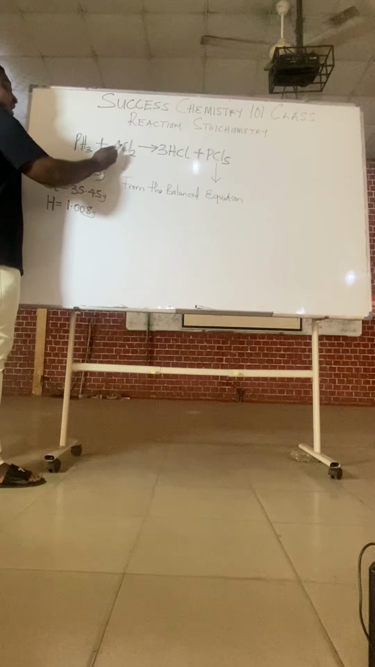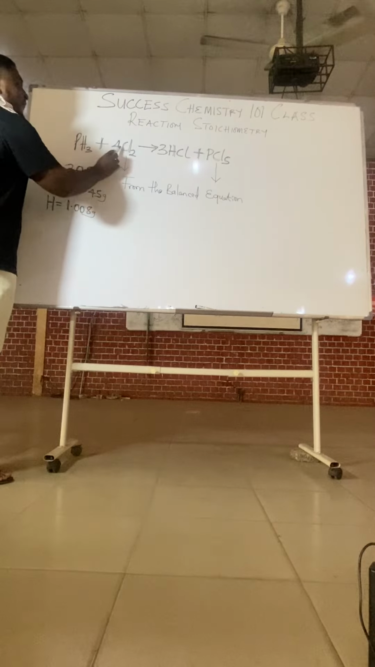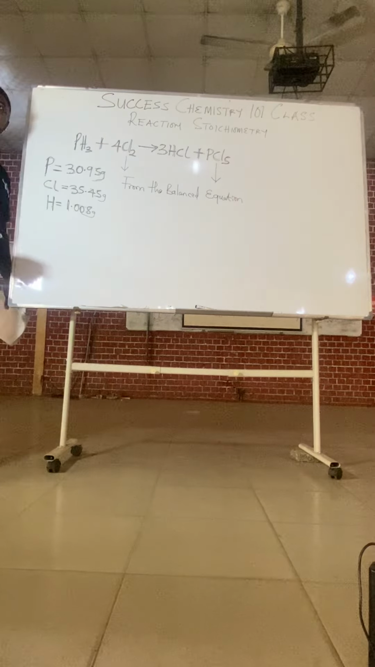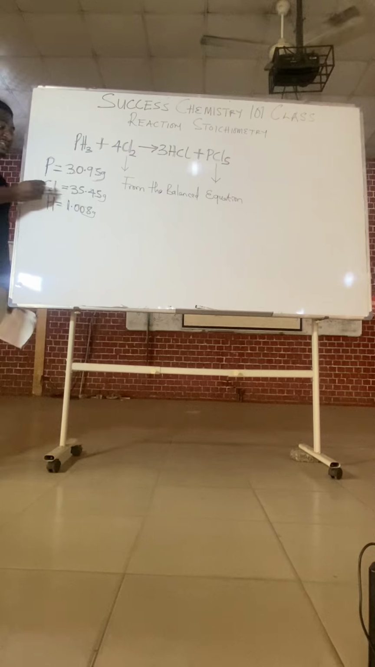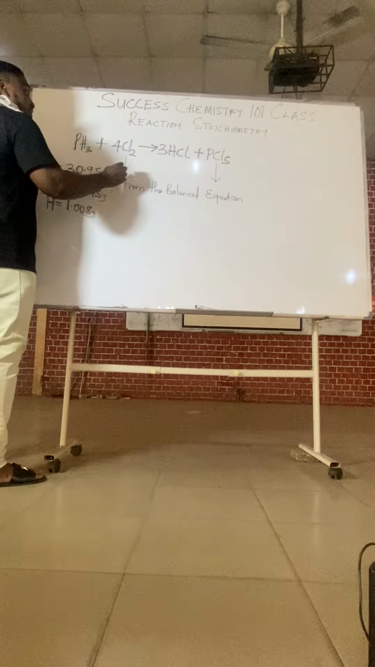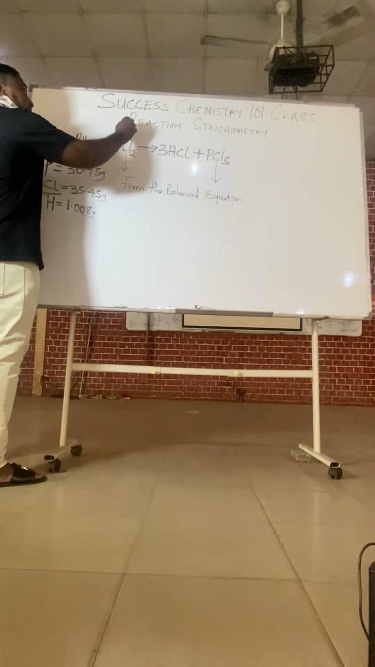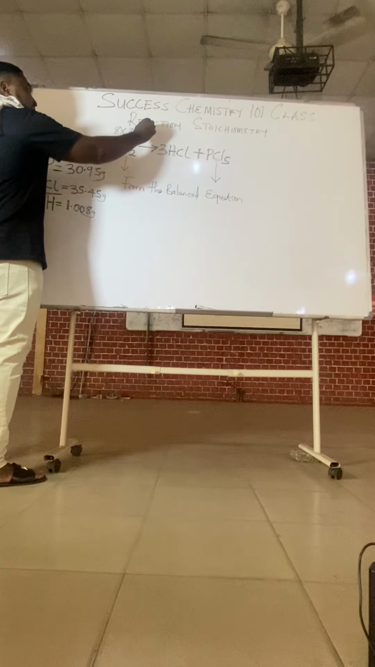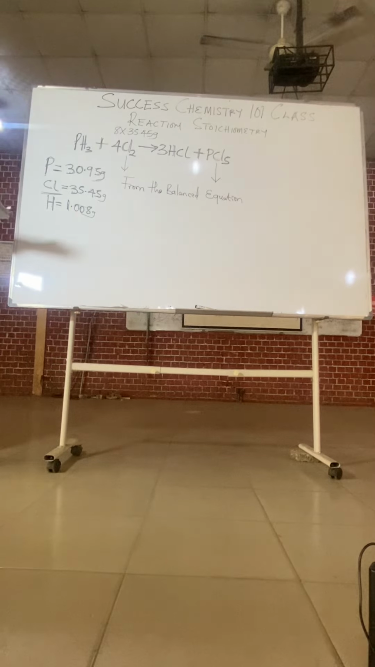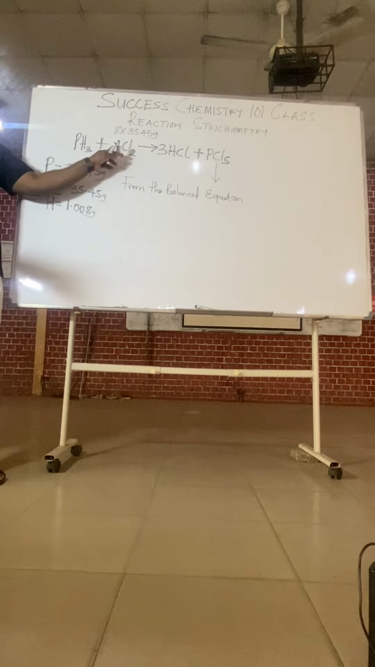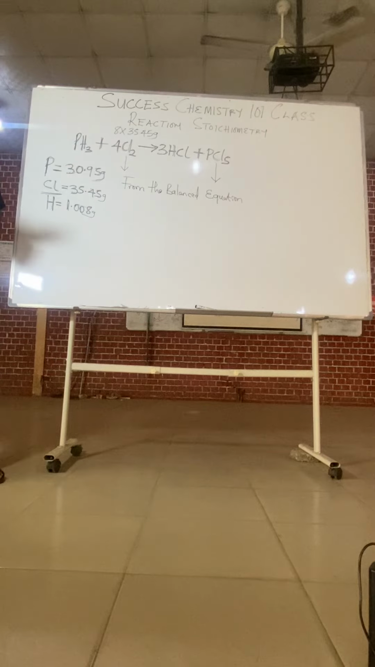What is the mass of chlorine gas in the balanced equation? We have 4 times 2, we have 8 atoms of chlorine, and each atom of chlorine from the question is 35.45. So the mass of chlorine gas in this equation is 8 times 35.45. Do you agree, class? Can someone do that for me?